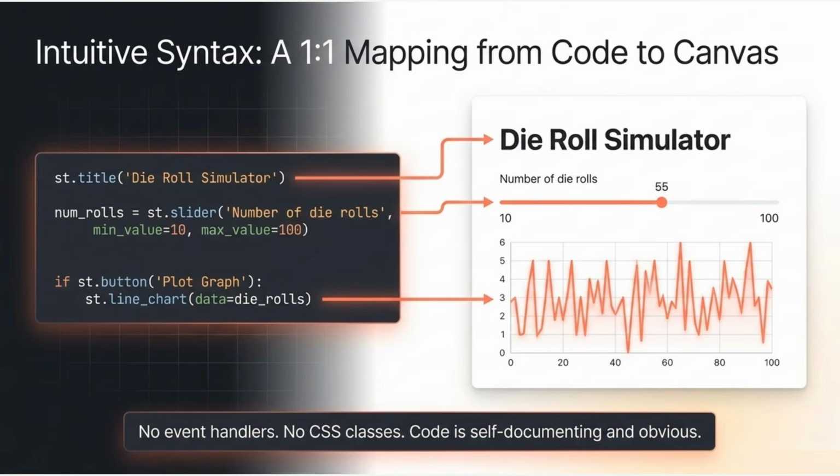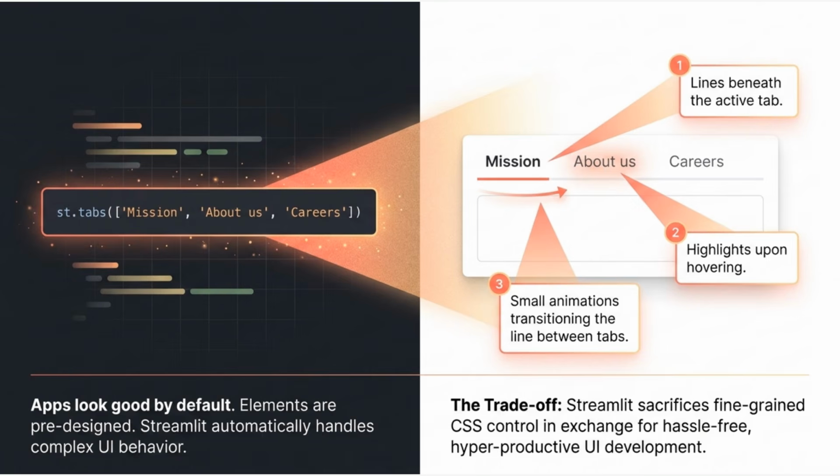The syntax feels direct because Streamlit maps code to canvas almost one-to-one. If you write a title, a title appears. If you create a slider, the user gets a control. If you chart a data frame, the chart appears in the app. This is powerful because it keeps the mental model small. You do not have to wire up callbacks before you see value. You can describe the interface in the same script that performs the computation, which makes prototypes easier to understand, modify, and teach.